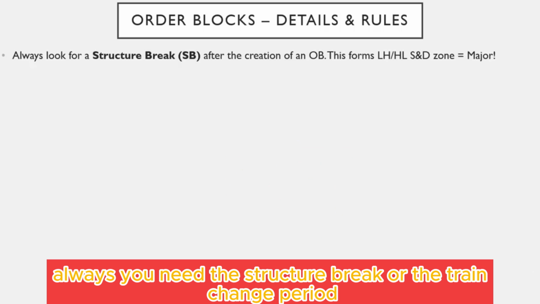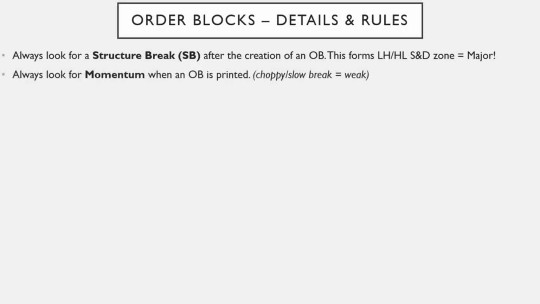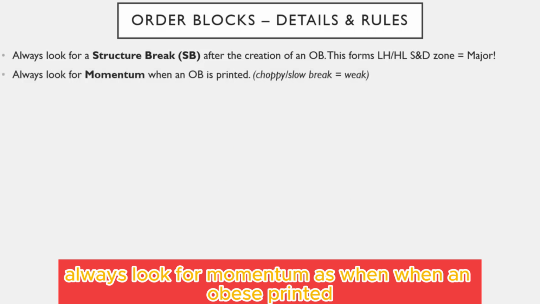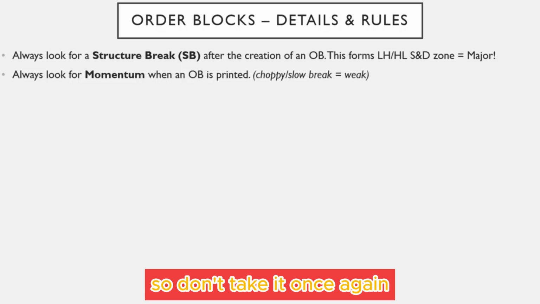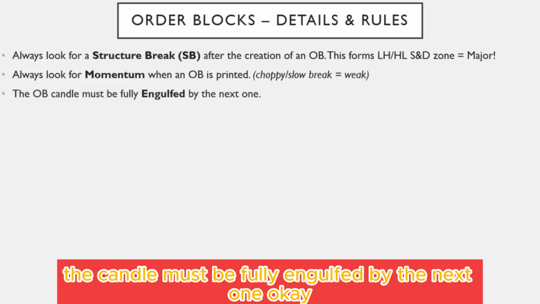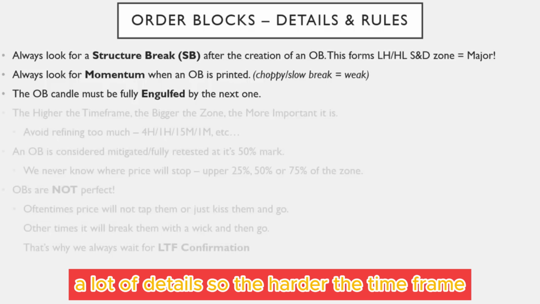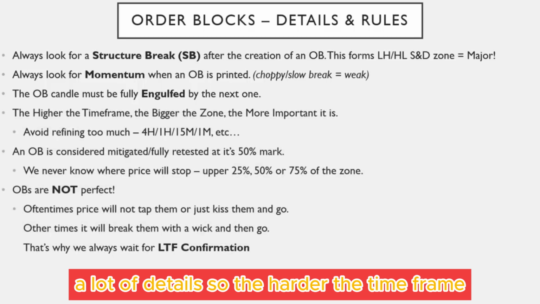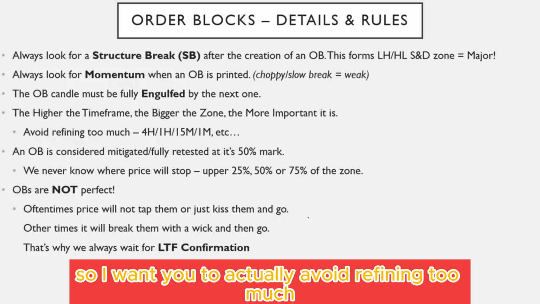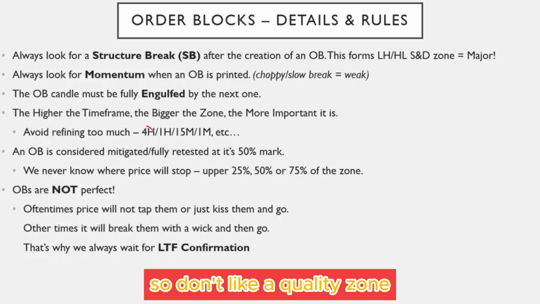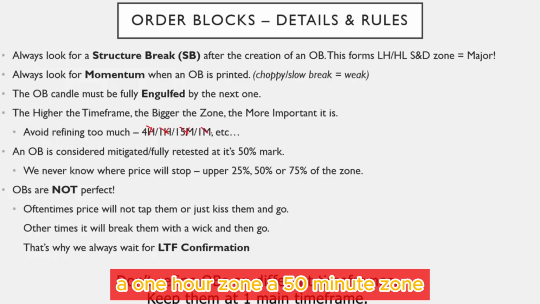So always you need a structure break or a trend change, period. Always look for momentum as well when an OB is printed. If you have a choppy and slow break, that is weak, so don't take it. Once again, the candle must be fully engulfed by the next one. A lot of details: the higher the time frame, the bigger the zone and the more important it is. So I want you to avoid refining too much. Don't do a 4-hour zone, a 1-hour zone, a 50-minute zone, a 1-minute zone.